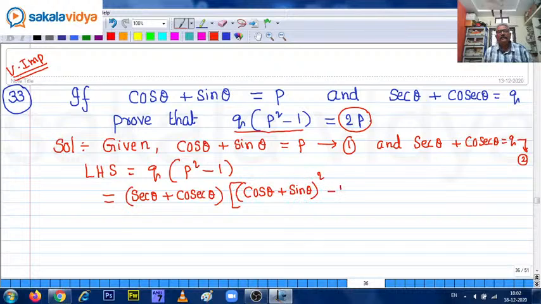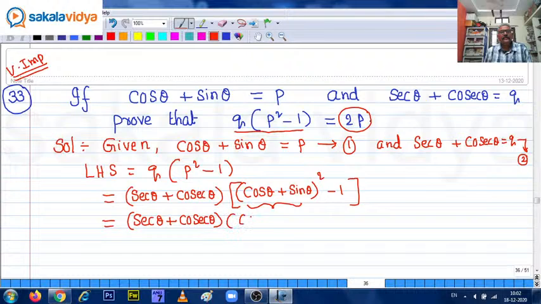So minus 1. So let us simplify. What do you get? Let us see now. You keep sec theta plus cosec theta as it is. Now this is (a plus b) whole square. This we can write a square cos square theta plus 2ab, 2 cos theta into sin theta, plus b square. B square means sin square theta, and minus 1.